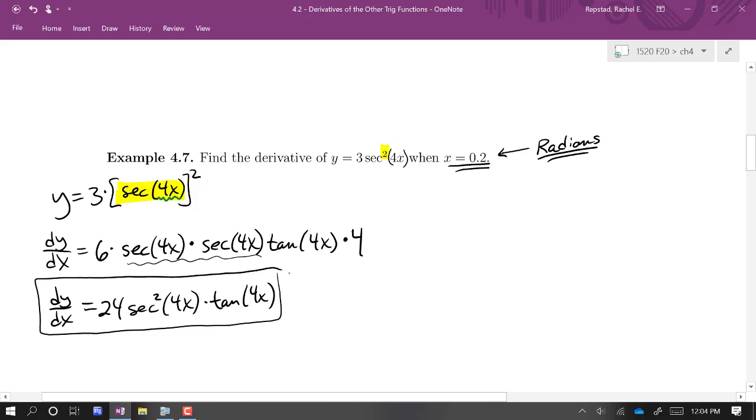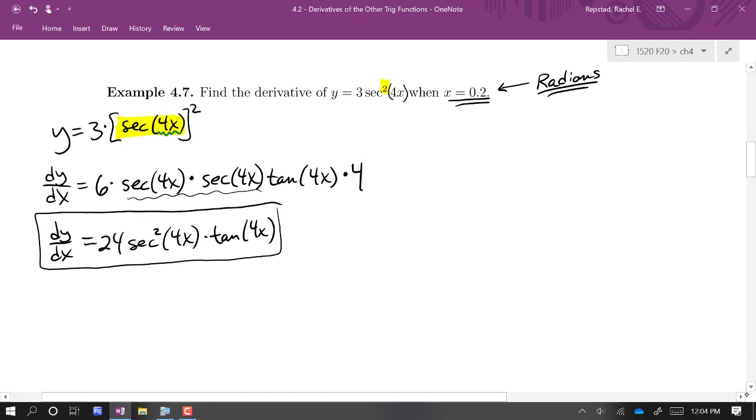Now, it says that we want to find the derivative when x is 0.2. So let's finish this up, and we'll plug in 0.2. I'm going to rewrite this a little bit because I don't have a secant button on the calculator. So I'm going to write this as 24 times tangent of 4 times 0.2, which is 0.8, over cosine squared 0.8. Secant is 1 over cosine, so if I have a secant squared factor, that's a cosine squared in the bottom.